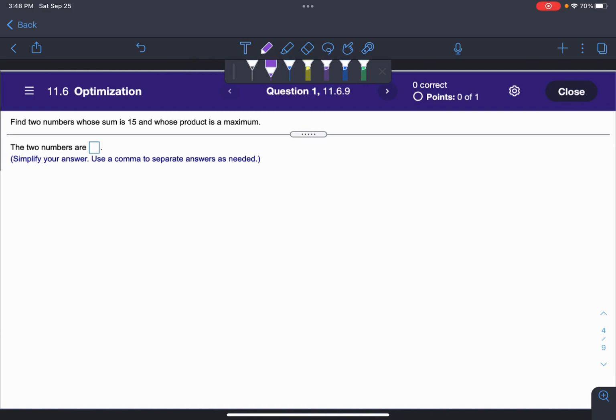All right, so now let's take that one step further and bring in the notion of optimization, which means we're either maximizing or minimizing some quantity. So it's kind of similar, where we have two numbers whose sum is 15, so we can make these two numbers x and y just as variables, and we want to maximize their product, so x times y.